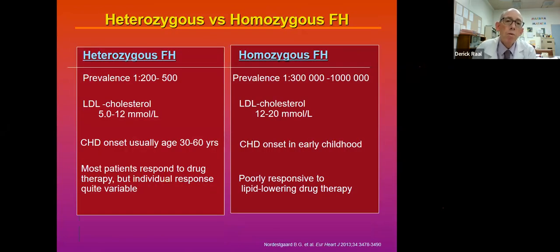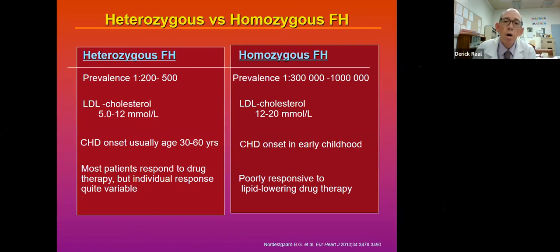So then just in summary, heterozygous FH, which is extremely common in our country, affects 1 in 80 of the Afrikaner, Jewish, and Indian populations. LDL cholesterols are twice normal. Heart disease begins in the 30s, and patients respond very well to therapy, which I'll discuss shortly.